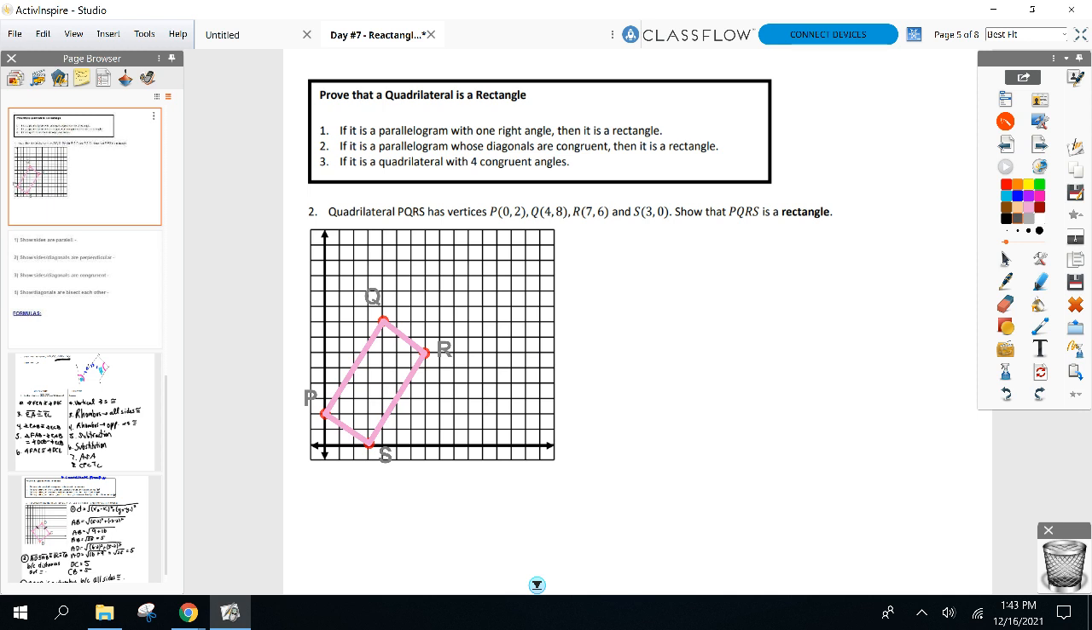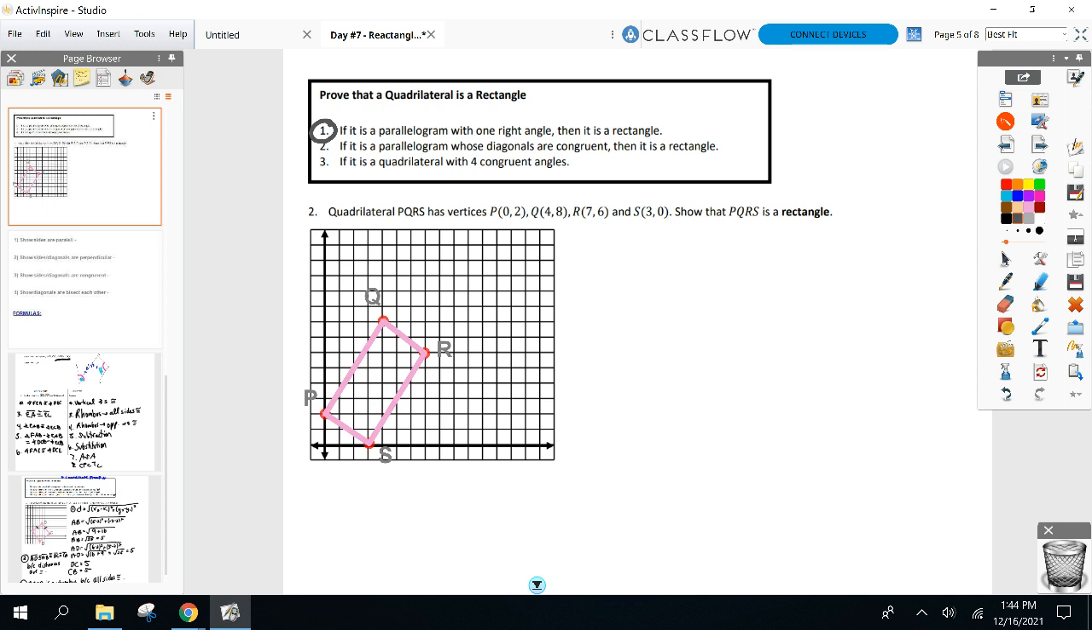Everyone see prove rectangle? The first one, you could show four right angles. Second one, parallelogram with a right angle. Third one, parallelogram with congruent diagonals. And if you're wondering how to do a parallelogram, it's on the previous page. So here's what I'm going to choose for us. We're going to show it's a parallelogram first, and then say that parallelogram's got a right angle. That's how we're going to show this as a rectangle.